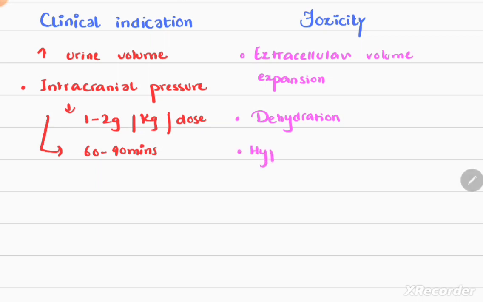Hyperkalemia and hypernatremia are seen with the use of mannitol, because it causes the excretion of water and not the ions, potassium and sodium. So hypernatremia and hyperkalemia are often seen with the use of mannitol. So this was all about the toxicity of mannitol.